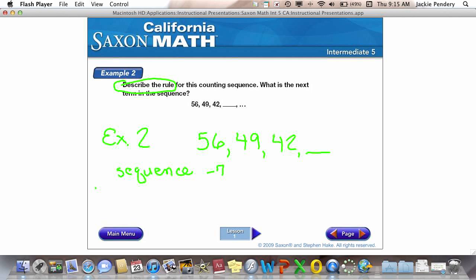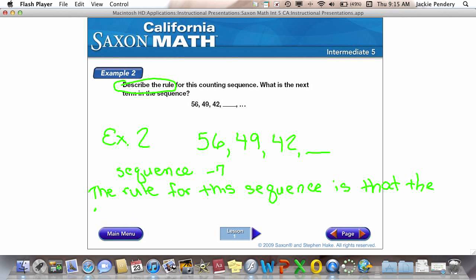So we can say the rule for this sequence is that the terms are descending by 7. Okay?